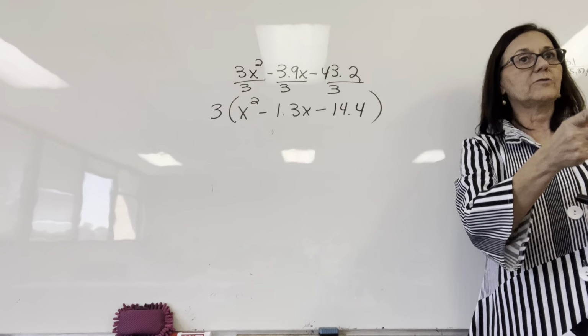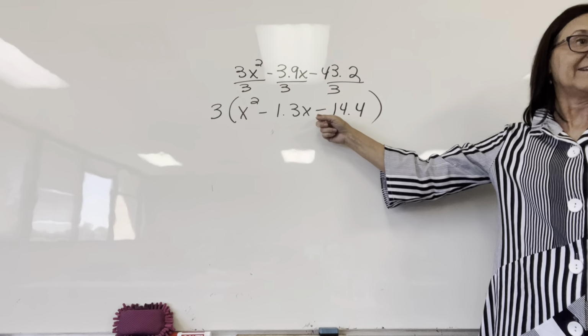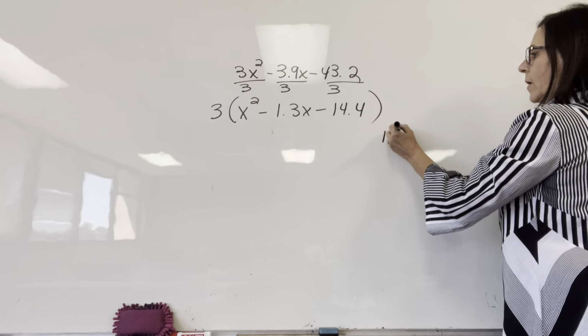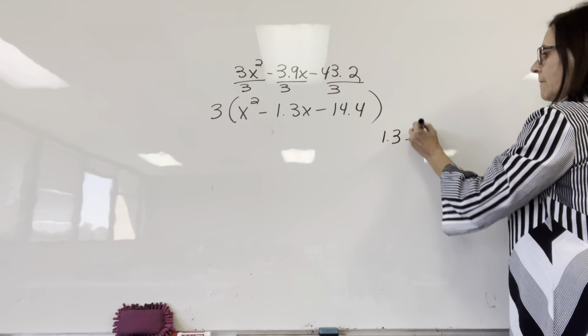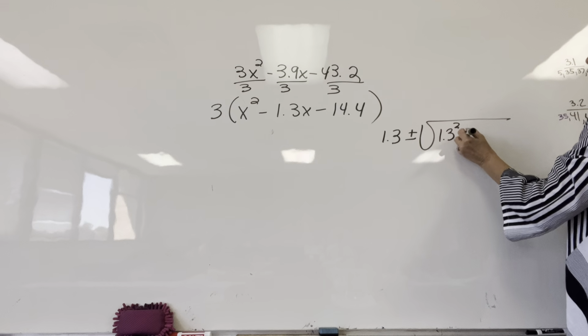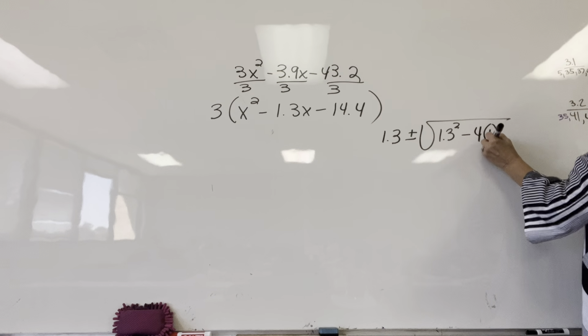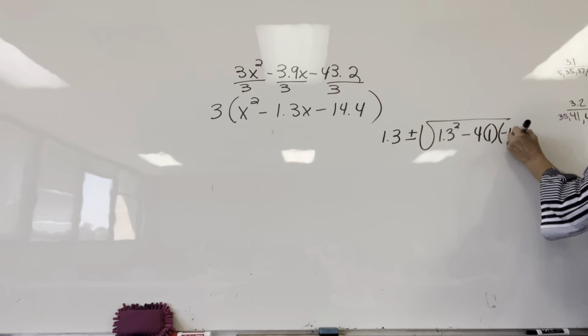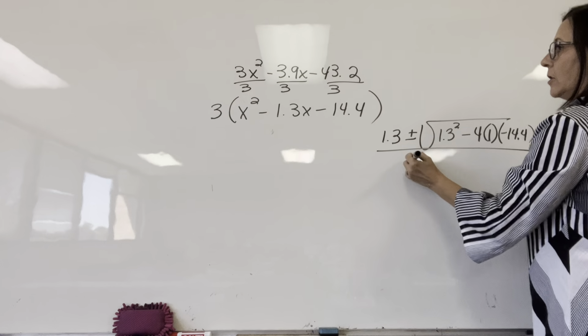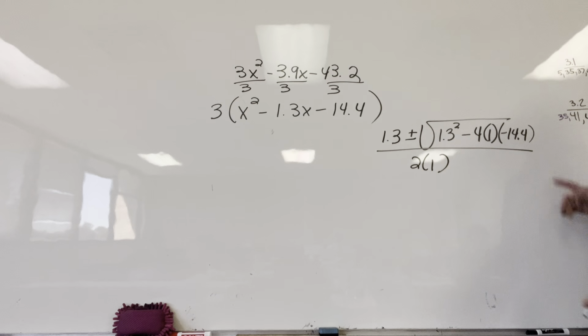Okay, now I'm going to do the quadratic. I know it's going to work because this is a negative. So it's going to be 1.3 plus or minus the square root. I need somebody to do this for me: 1.3 squared minus 4 times 1 times negative 14.4. So this is going to be a positive, all over 2 times 1. Somebody do the plus of this, somebody do the minus of this for me.